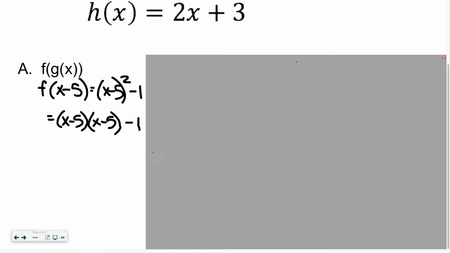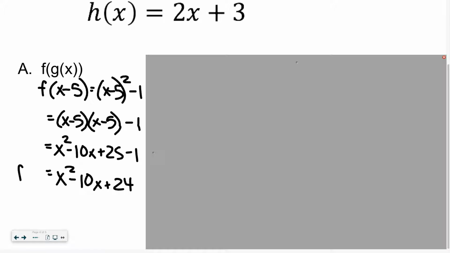If you take a minute, you should be able to just FOIL this out in your head. You're going to get x squared for your first term. And then you'll have a minus 5x minus 5x, so that's minus 10x. Plus 25 minus 1. So this is x squared minus 10x plus 24. Okay. So generally, if it looks something polynomial, you want to make it turn into the standard form where it has the highest exponent on the left and then decreasing order.